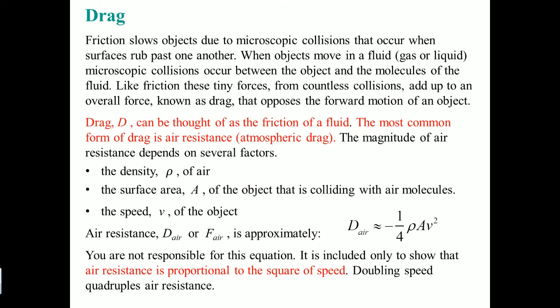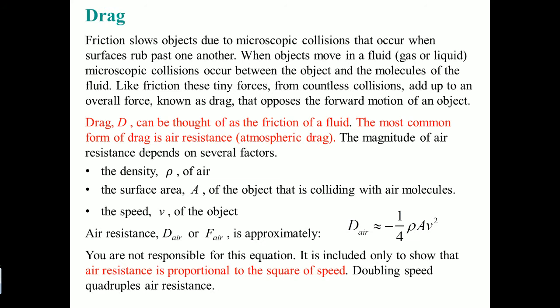Drag, in simplest terms: we know that friction slows an object down due to molecular collisions that occur on the surface. If you think about a fluid, mostly gases or liquids, you're going to be talking about this idea of drag. Drag uses the letter D, and it can be thought of as the friction of a fluid, again because there's still molecular interaction between an object and the air or water.